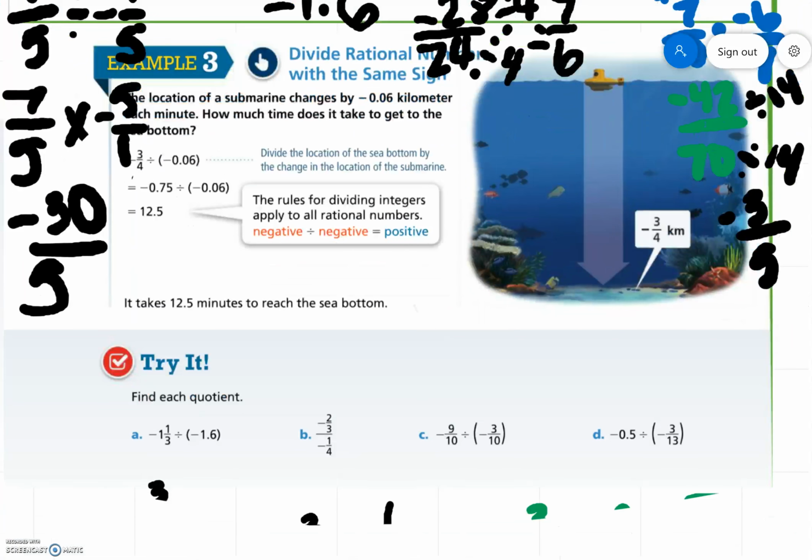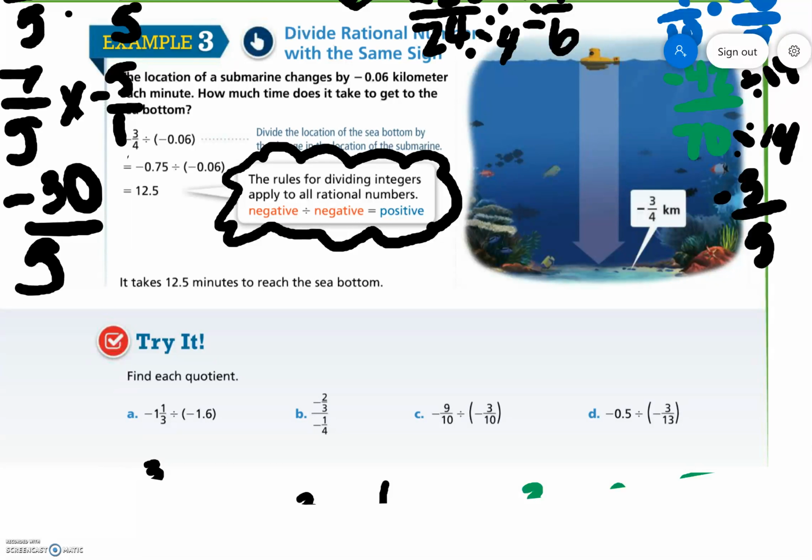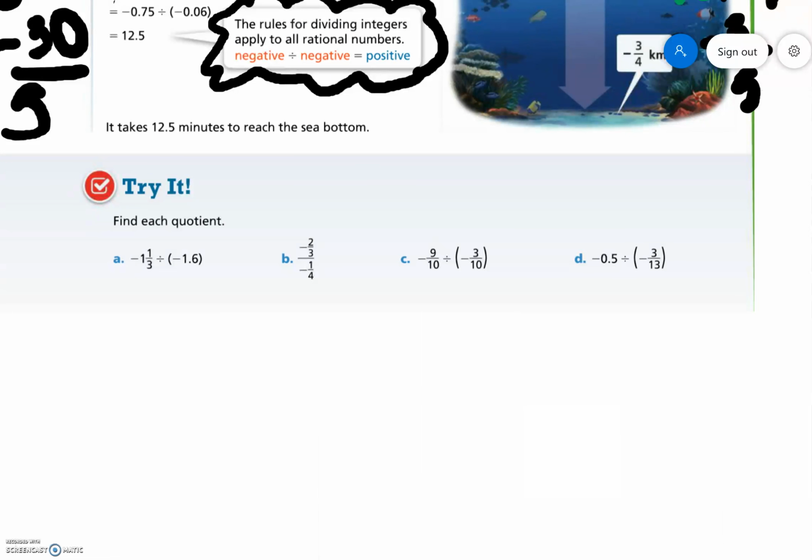Example 3, dividing rational numbers with the same sign. Biggest part here, the rest you know. A negative divided by a negative is a positive. So they had a fraction and a decimal. They turned the negative 3/4 into a decimal, plug it into your calculator, and we know a negative divided by a negative should give us a positive answer. So I want you guys to try A, B, and C on your own. Pause, and then press play to check your answers.